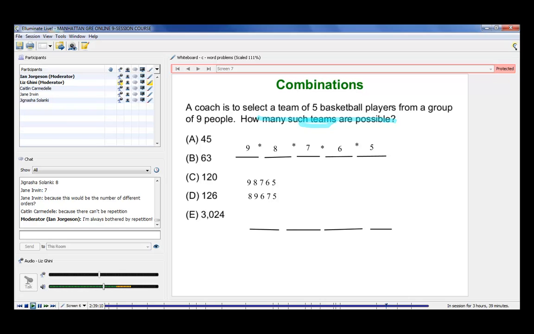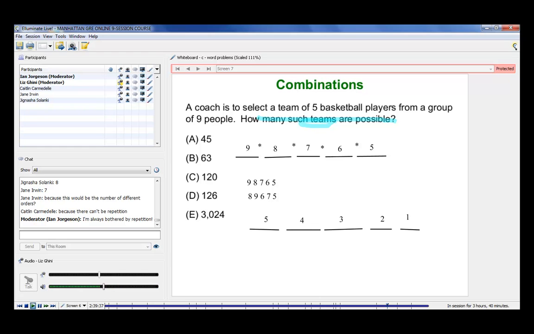If I just had 5, how many orders could they be in? Think about it. 5 possibilities for the first one, 4 possibilities for the second, 3 for the third, 2 for the fourth, and then 1. So this is how many duplicates I have. All right? So what I have to do to answer the question, I'm going to divide.